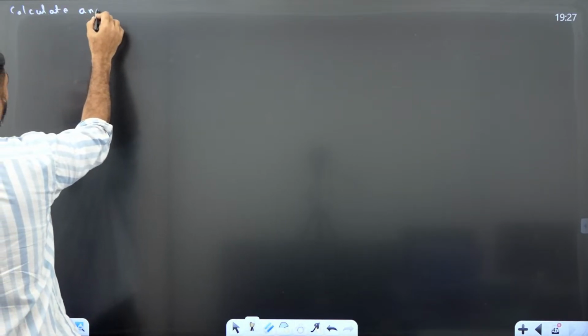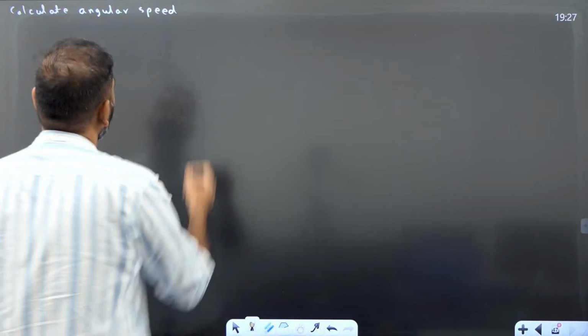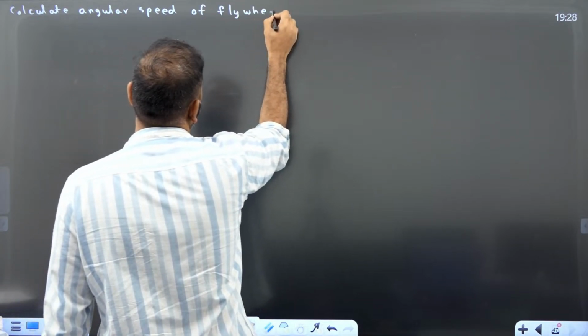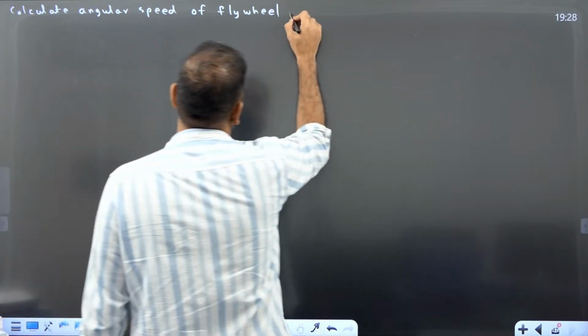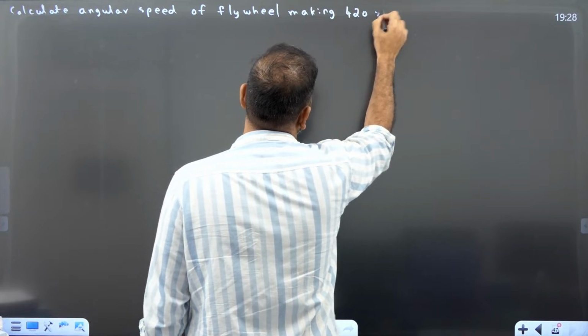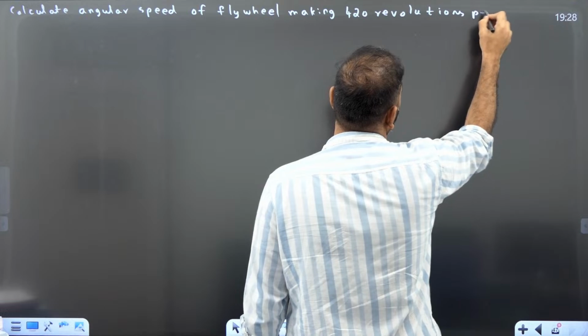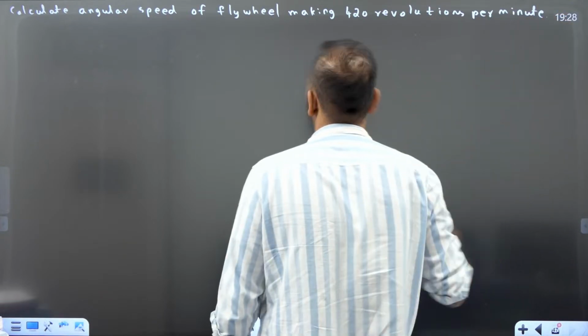Calculate angular speed of flywheel making 420 revolutions per minute. That is our next question.